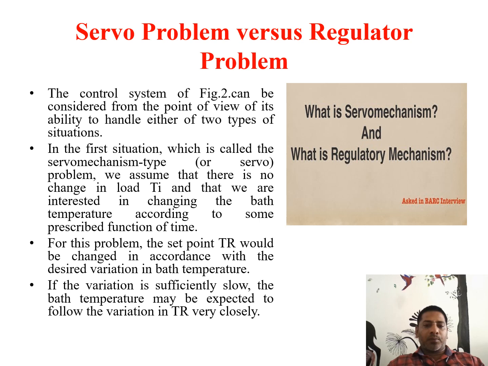The servo versus regulator problem. The control system of Figure 2 can be considered from the point of view of its ability to handle either of two types of situations. The first situation, which is called the servo mechanism type, is the servo problem. We assume that there is no change in load and that we are interested in changing the bath temperature according to some prescribed function of time. For this problem, the set point TR could be changed in accordance with the desired variation in bath temperature. If the variation is sufficiently slow, the bath temperature may be expected to follow the variation in TR very closely.